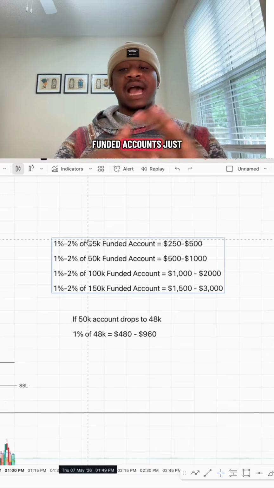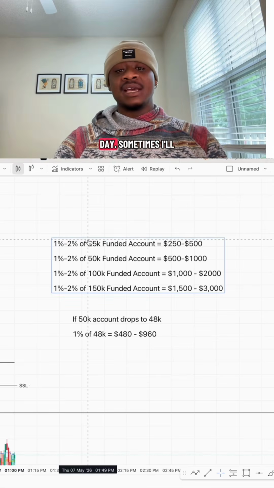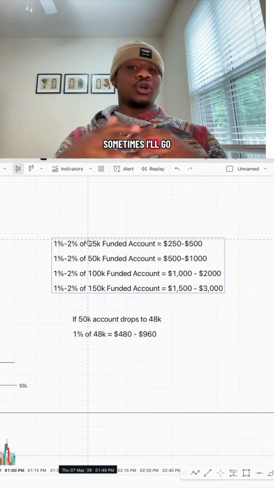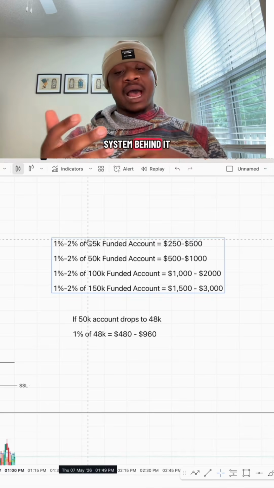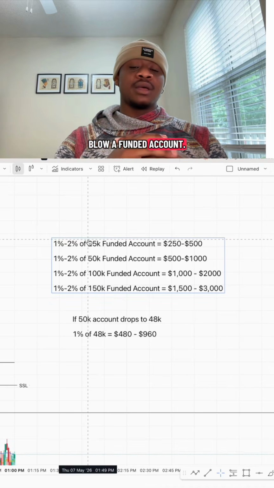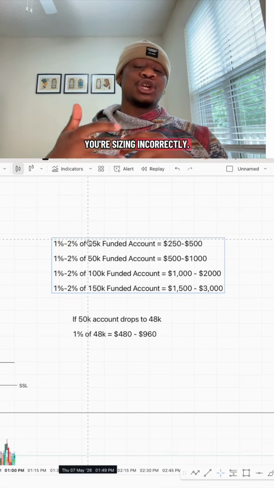Most traders on funded accounts just pick a random number of contracts to enter on any given day. Sometimes they'll start off with three, sometimes they'll increase it to eight, sometimes they'll go down, but there's no system behind it and there's no mathematics behind it. That's how you blow a funded account. It's not because you don't know how to trade, but it's because you're sizing incorrectly.